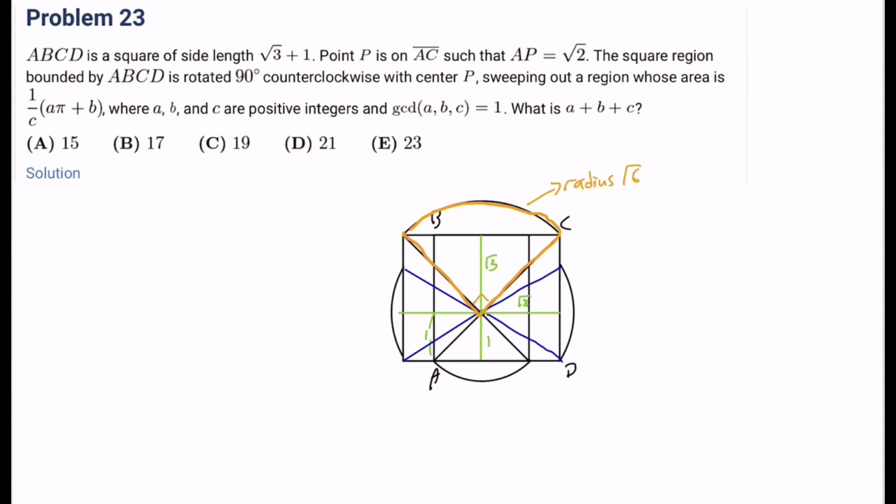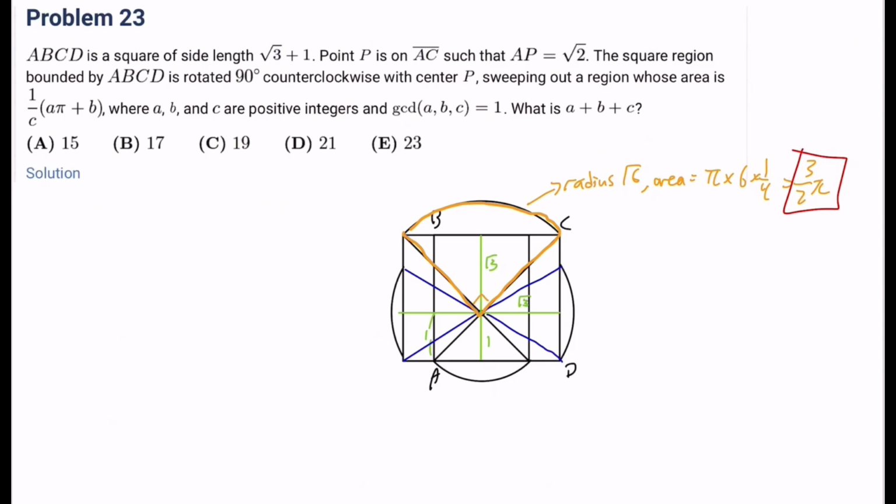And that's because we can look at this right triangle over here. This is root 3, this is root 3, and this is a right angle. That means this must be root 6, right? So the radius is root 6. And so the area is pi times root 6 squared, that's 6, times this is a quarter circle, so 1 over 4. This is 3 over 2 pi. So 3 over 2 pi is our answer here.